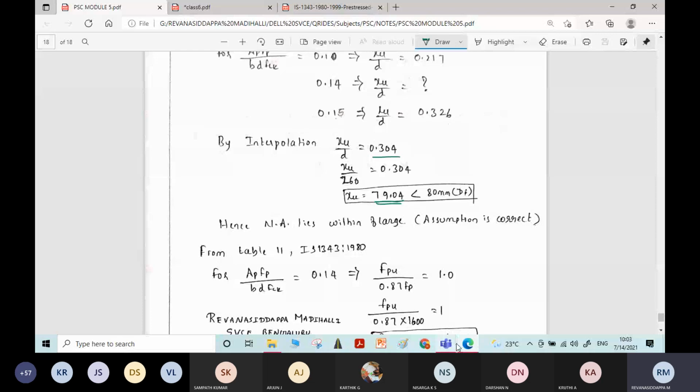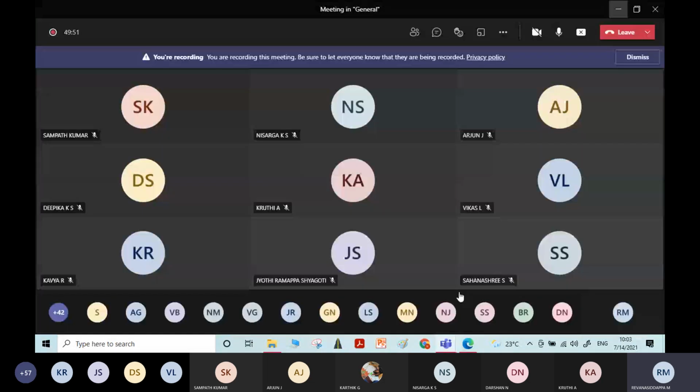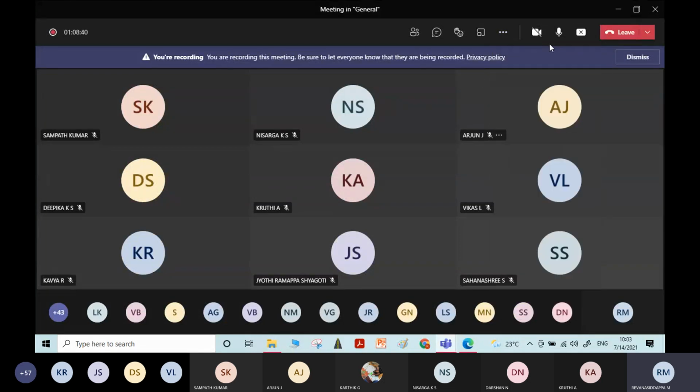I'll just download the attendance, and I will give the attendance offline. No problem, I'll download the attendance later.